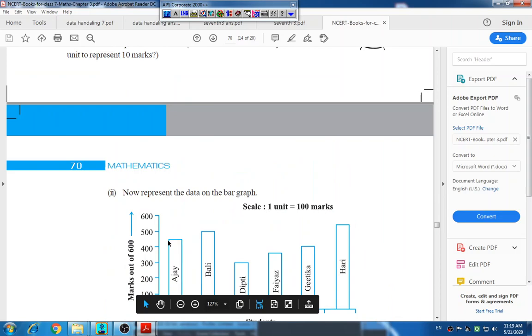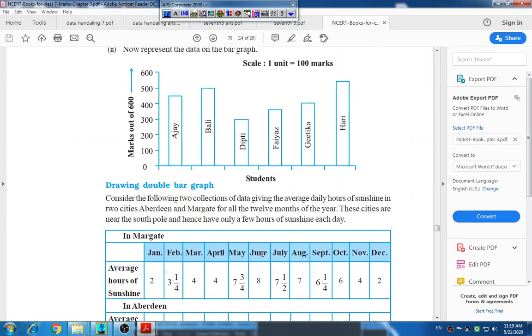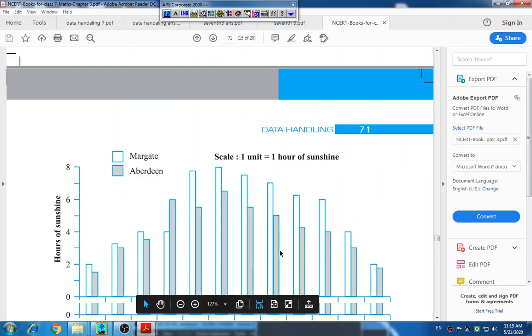Exactly, we have to draw a horizontal line. We show the 450 and we can draw a bar. Like that we can show the marks of Ajay, Bali, Dipti, Fayaz, Gitika and Hari as a bar graph. So like that we have to draw a bar graph, and from the bar graph we can see that there are many conclusions we can draw.